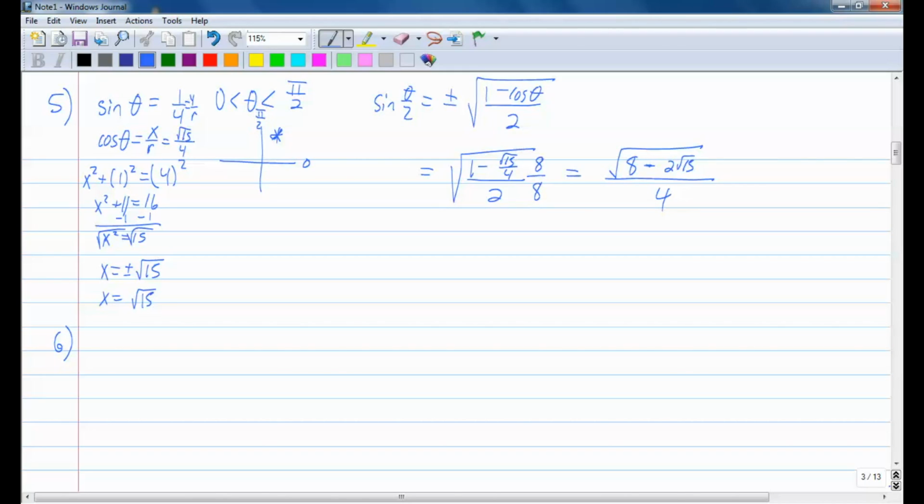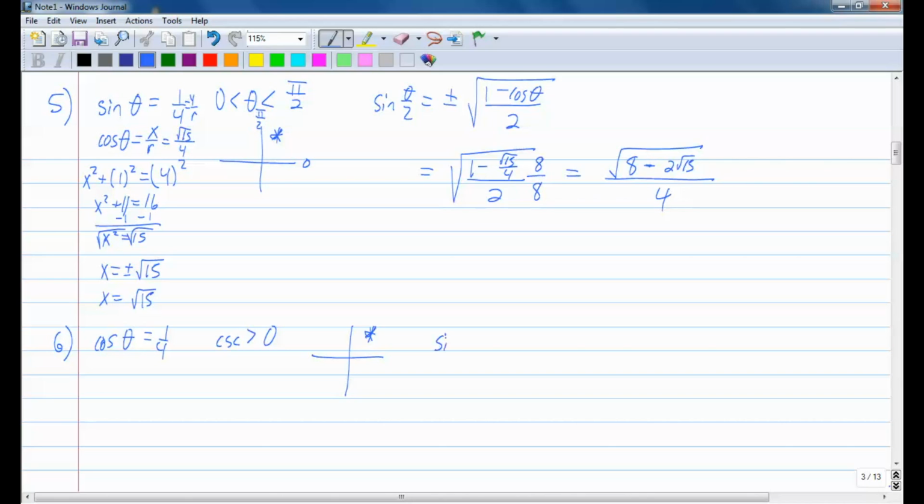Alright, number 6. Cosine of theta is equal to 1/4, and cosecant is greater than 0. So that tells us that cosine is a positive 1/4, cosecant is positive. If cosecant is positive, sine is also positive. There's only one quadrant where cosine and sine are both positive, and that's the first quadrant. So theta is in the first quadrant.